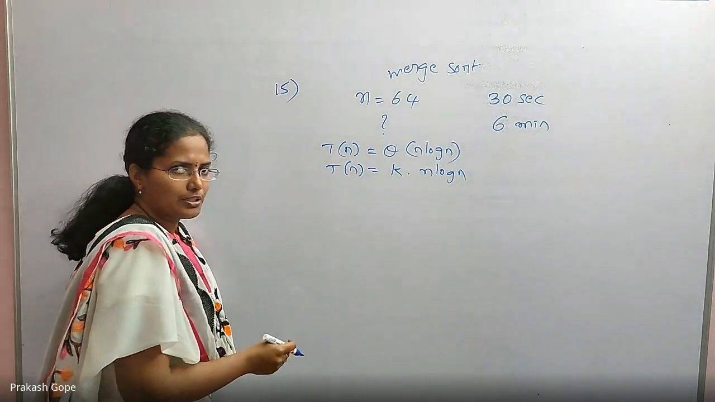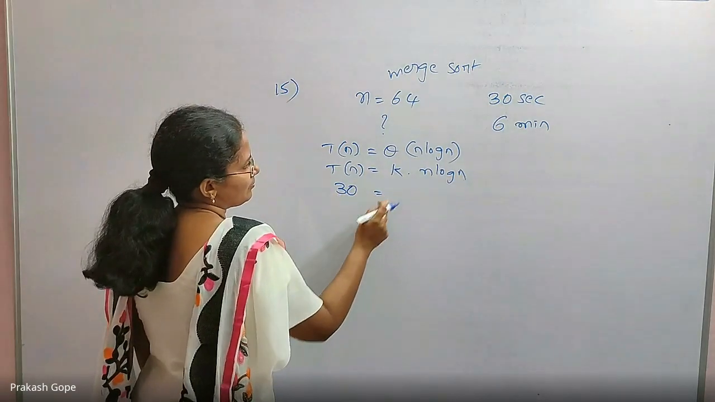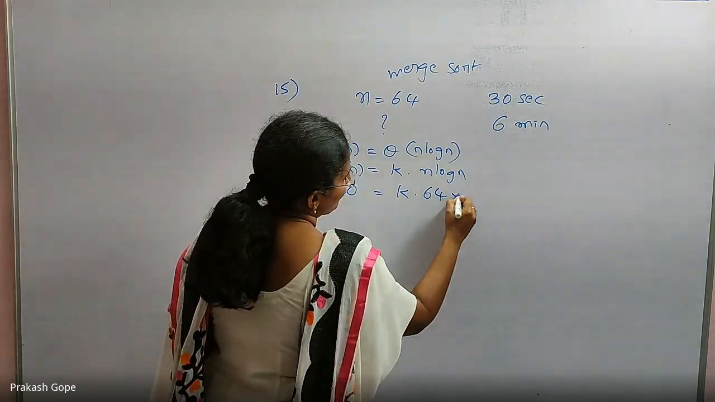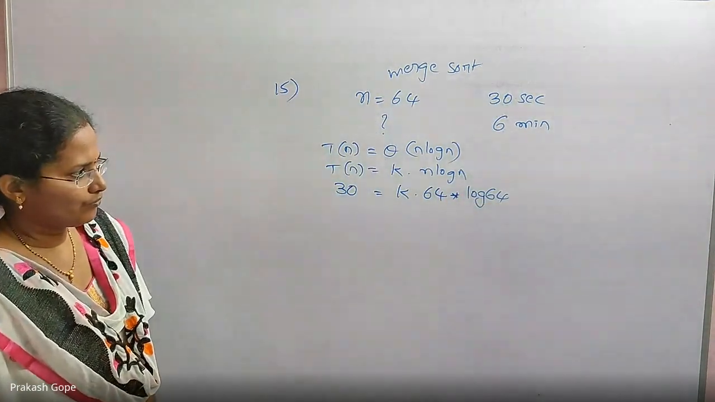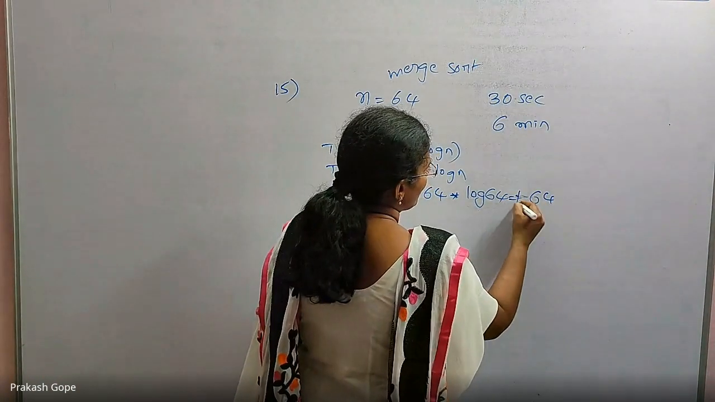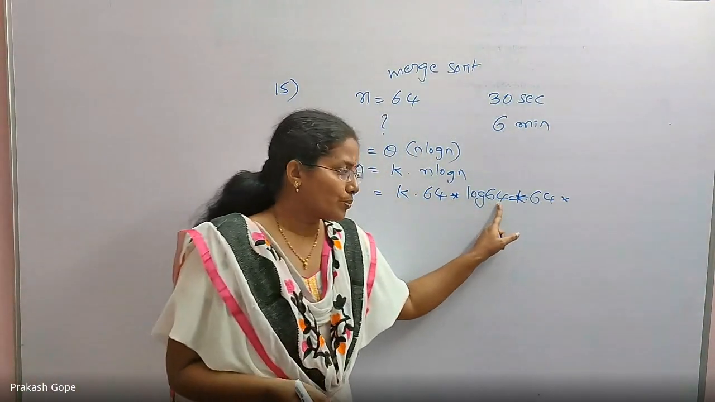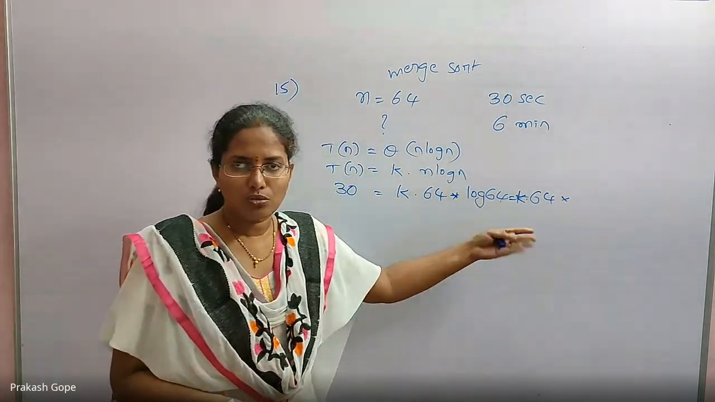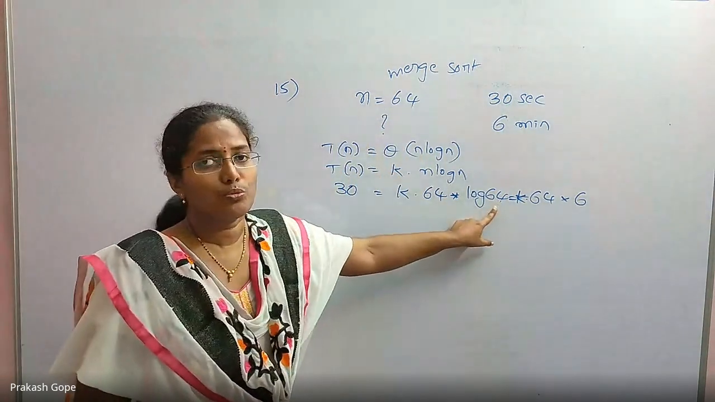n is the number of elements. This is the time taken. Time taken is 30 seconds. k is as it is. n is 64, 64 into log 64. If you want, you can simplify. This is constant k into 64 into what is log 64? 64 is 2 power 6. That 6 will come from log 2 to the base 2. Log 2 to the base 2 is 1. So it is 6, because 64 is 2 power 6.